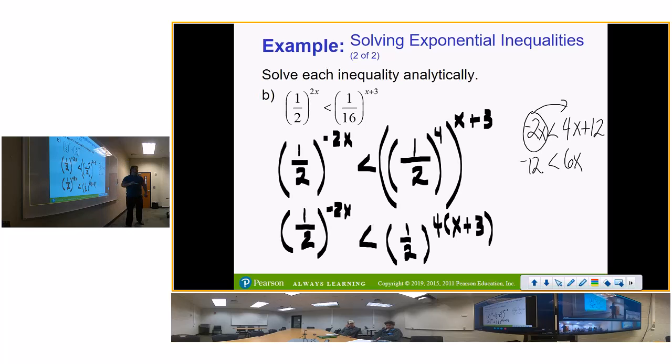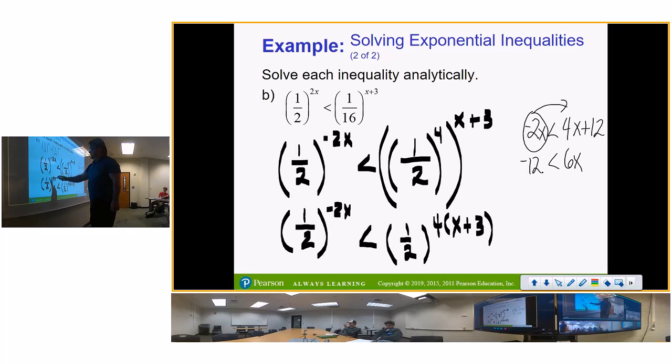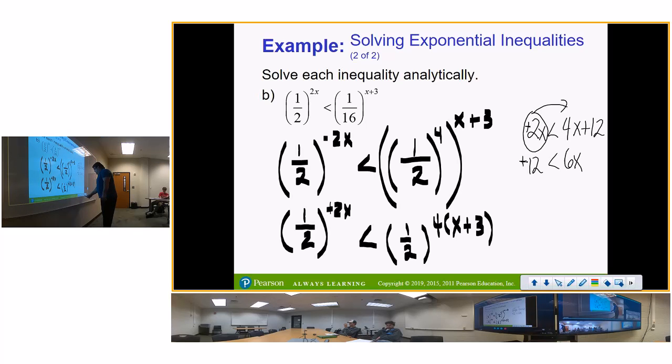Where'd this negative 2x come from? It's positive 2x. Oh, sorry. I don't know why I wrote that. Thank you. So that's going to be 2x, and then negative 12 divided by 2. So x is greater than negative 6.